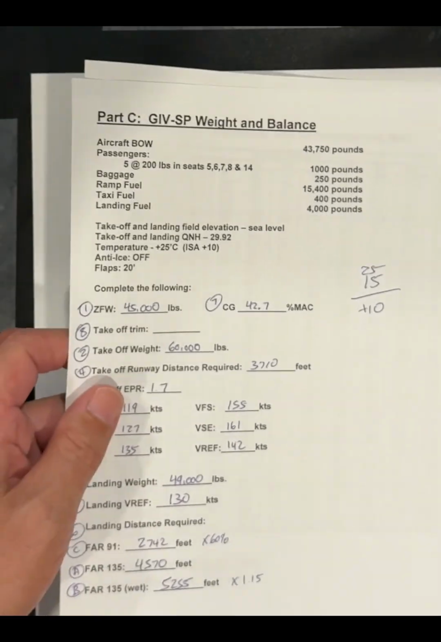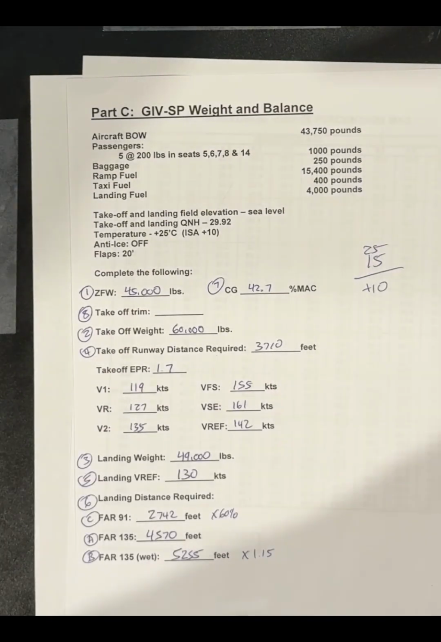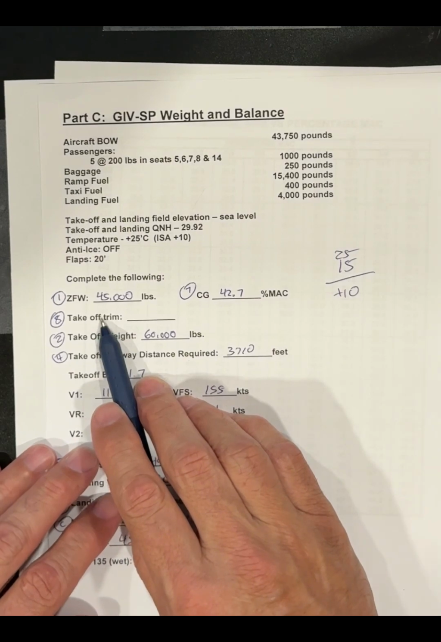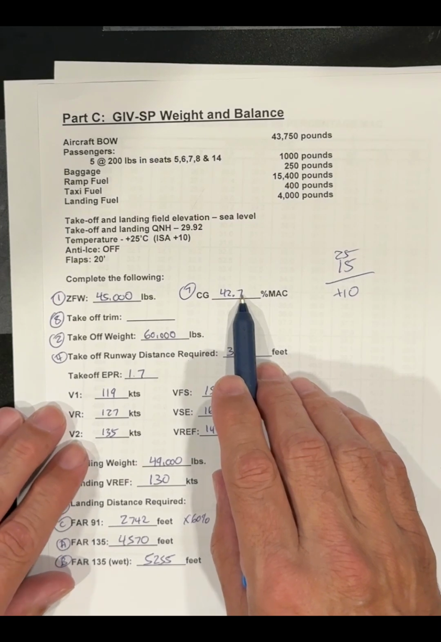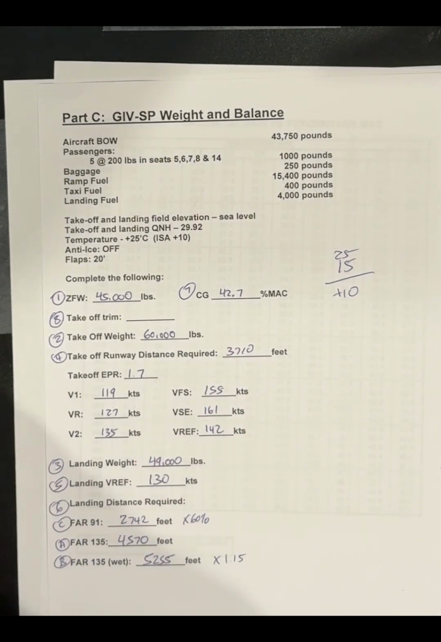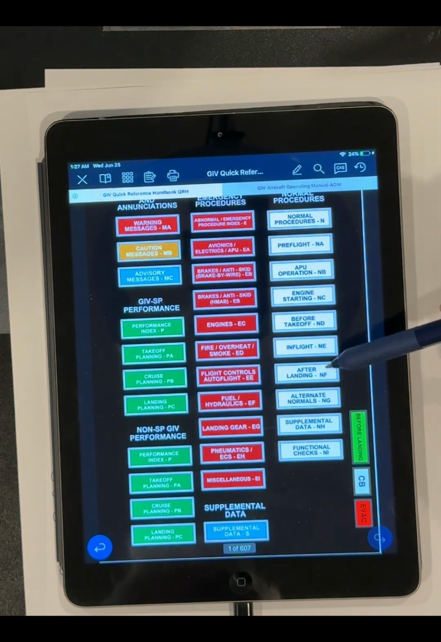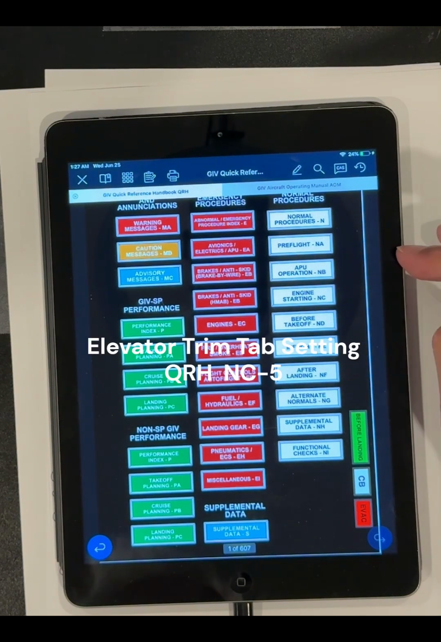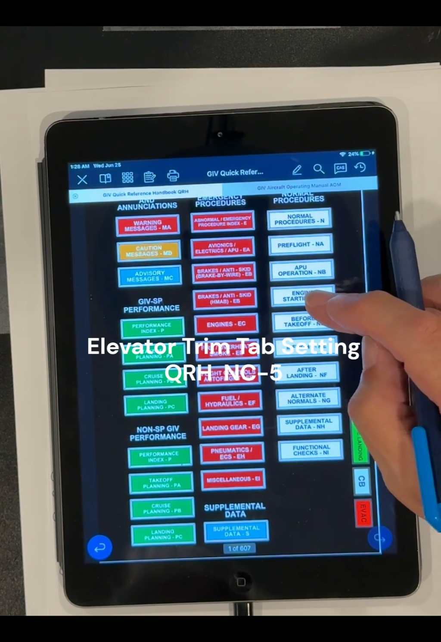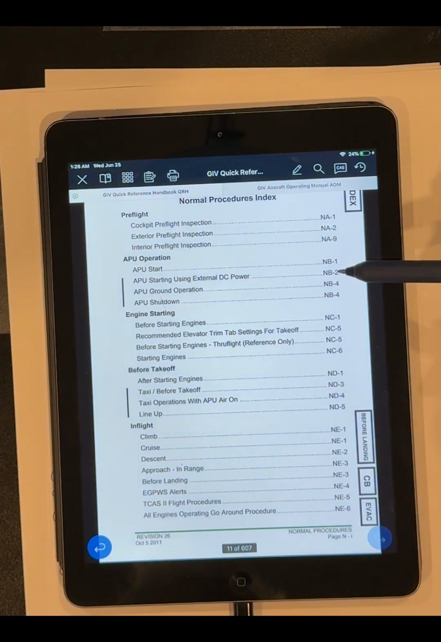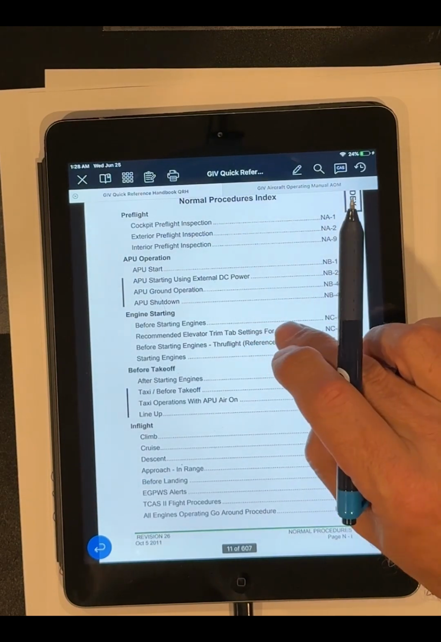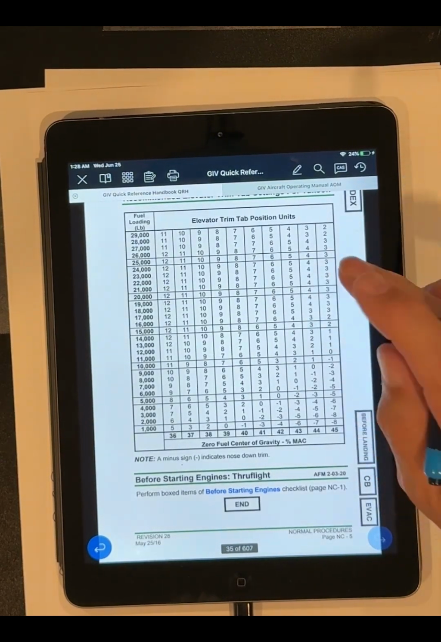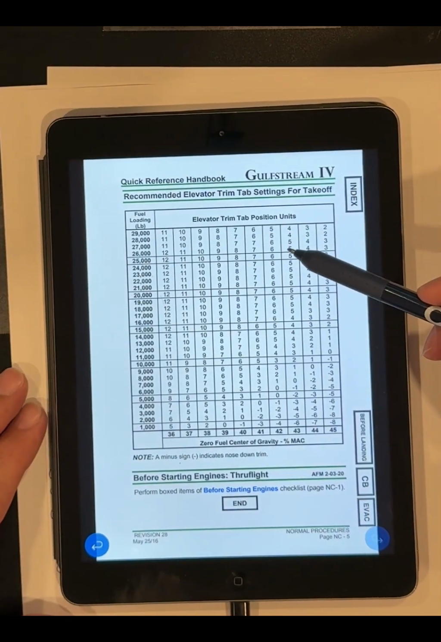The last thing we need to do is number 8, and number 8 is the takeoff trim. So the takeoff trim, and we have 42.7. We need to go back to the QRH, and this time we're going to go to November Charlie 5. Well, let's take a look at this. This is in the white pages. It says engine starting. It just happens to be here. And November Charlie 5 says recommended elevator trim setting for takeoff. So highlight that.